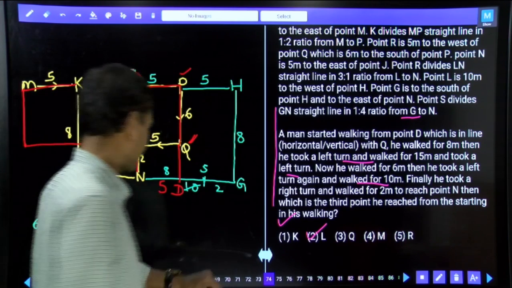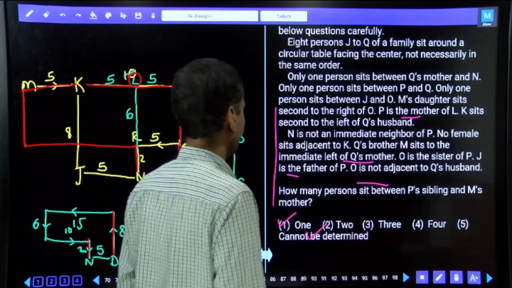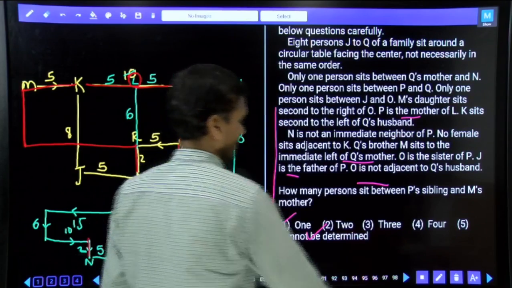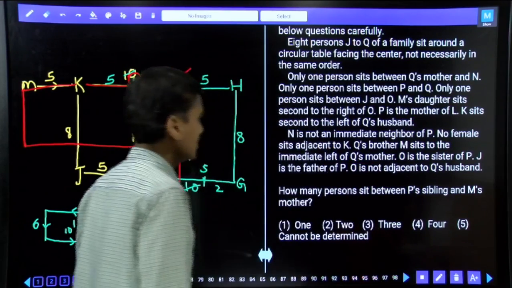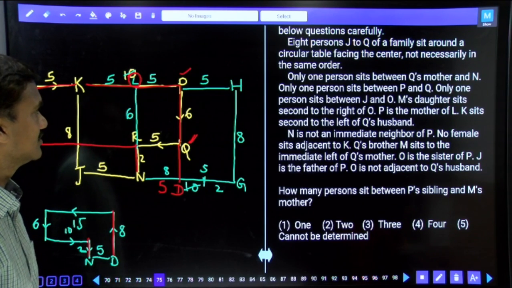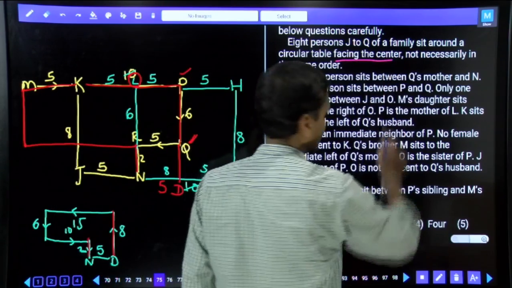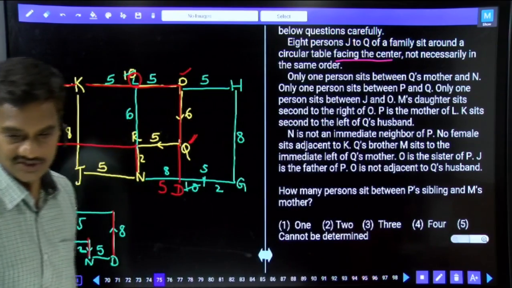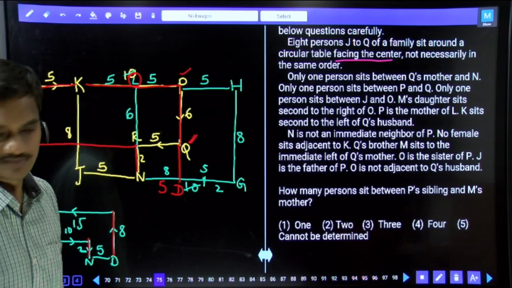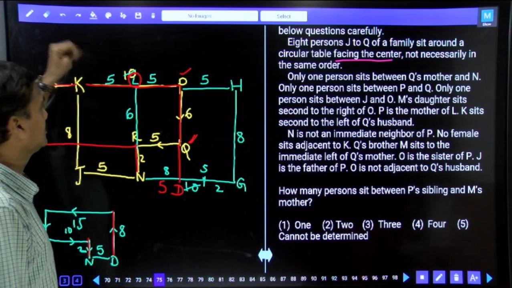Yes. Now let's move on to question number 75. Question number 75 onwards is based on 8 persons of a family, J to Q. It is based on blood relation along with circular arrangement. 8 persons J to Q of a family sit around a circular table facing the center. The information clearly specifies all the persons are facing towards the center, and not necessarily in the same order. Then let us check the first statement: only one person sits between Q's mother and N.